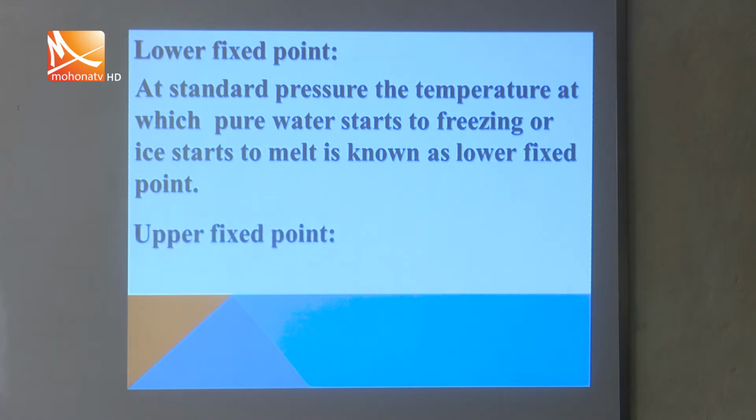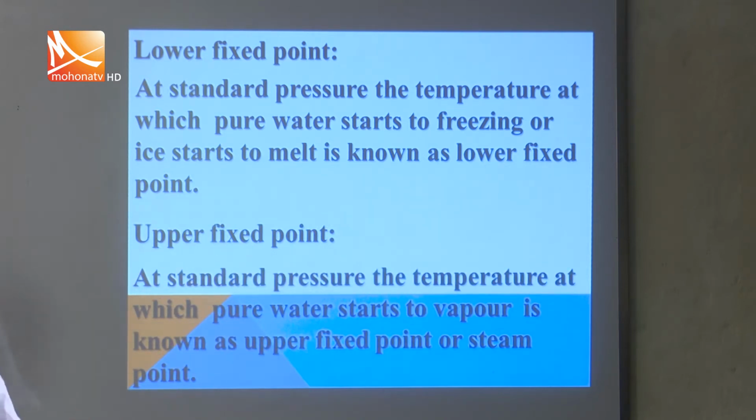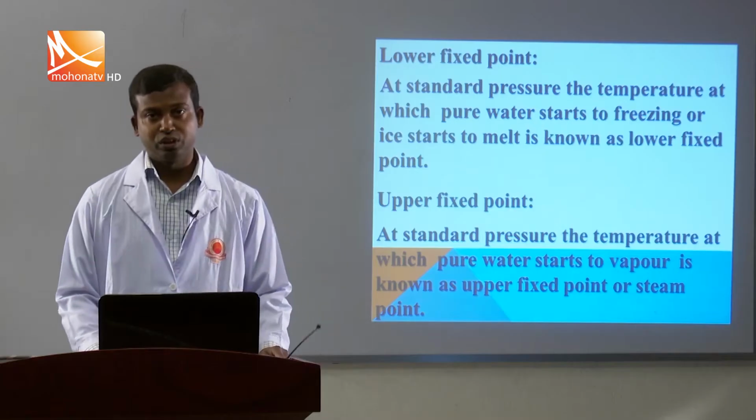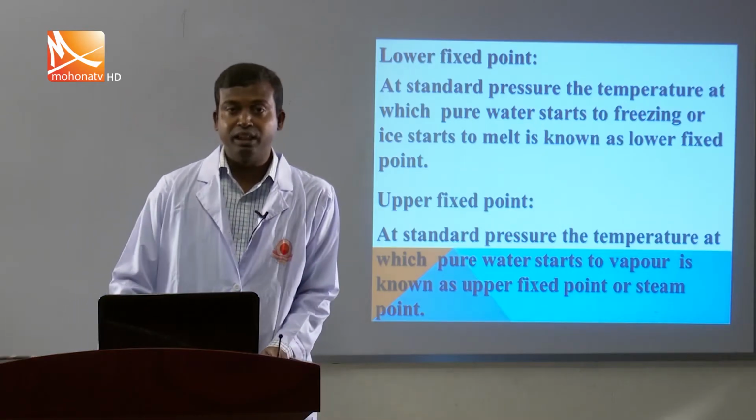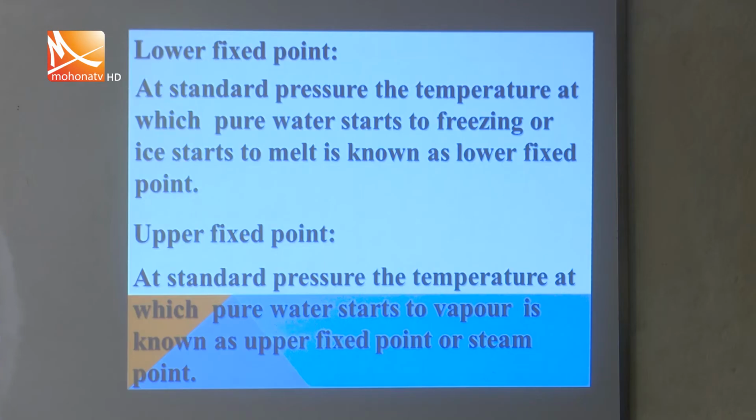Another one is upper fixed point. So what is upper fixed point? At a standard pressure, the temperature at which pure water starts to vaporize is known as the upper fixed point or the steam point. So this is the upper fixed point, you know that it is 100 degrees Celsius in the Celsius scale, that is the steam point. So you just have learned what is thermometric property, what is lower fixed point, what is upper fixed point. By knowing this, you can construct a thermometer which helps to measure the temperature of the body.